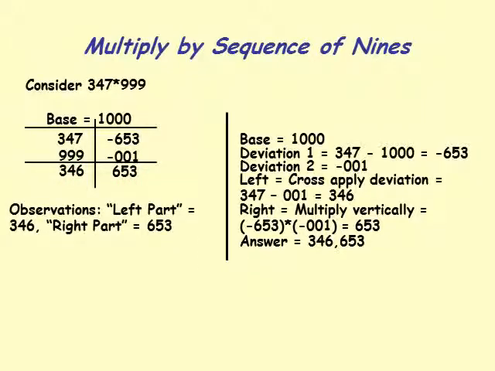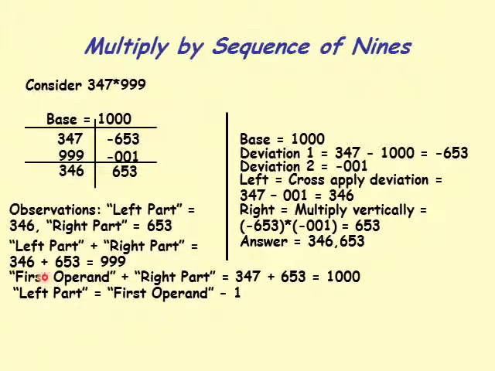Let's do an observation. The left part is 346. The right part is 653. Left part plus right part: let's add them together. 346 plus 653 is 999. The left and right are 9's complement of each other. And the first operand, which is 347, plus the right part, 653, is 1000. That means 653 is all from 9 and last from 10 of 347.